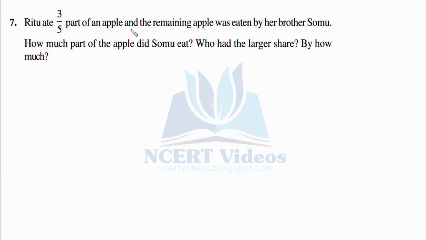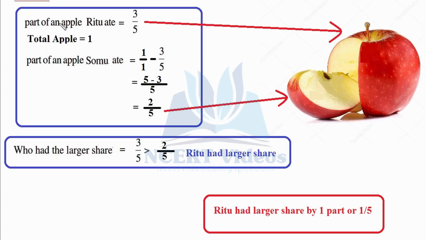Question 7. Ritu ate 3/5 part of an apple and the remaining apple was eaten by her brother Somu. How much part of the apple did Somu eat? Who had the largest share? By how much? So it is given to us, the part of the apple Ritu ate is 3/5. So suppose this much part she ate. Now how much is left? That is what we have to calculate.